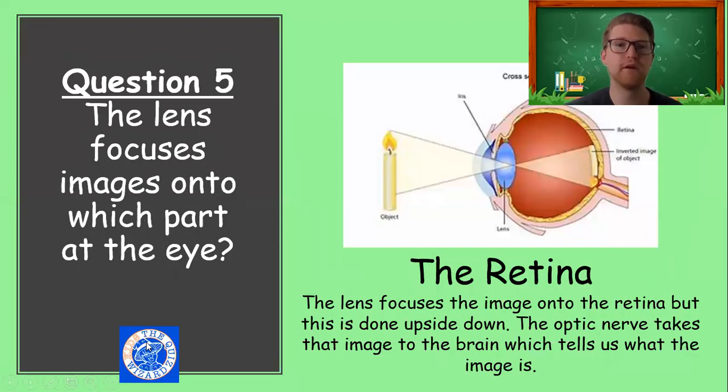Question 5, the lens focuses images into which part of the eye? It's the retina. The lens, which is the blue oval shape in this diagram, focuses the image onto the retina. But what it actually does is it flips that image and turns it upside down. And it's actually a nerve connected to your eye, called the optic nerve, that takes that image to the brain and tells us what the image is. So what you could do today is research parts of the eye and work out what the jobs of each part are and how we can see things.